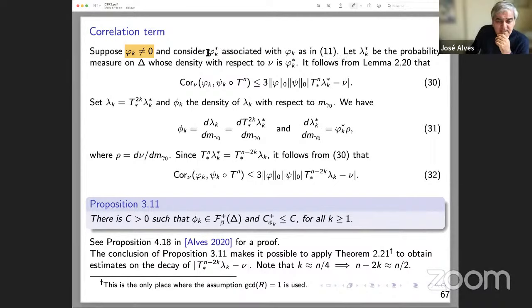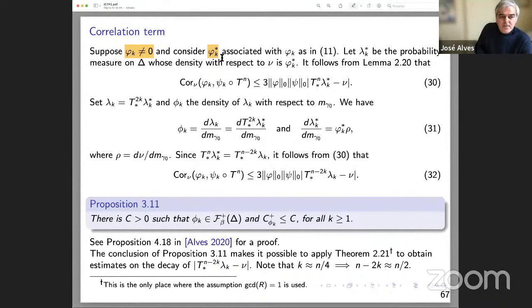Phi k star is a step towards passing observables in the original dynamics, in the non-invertible case, to observables in a certain family of the tower associated to that system. Essentially it is adding a constant to phi k. So how do we construct it?